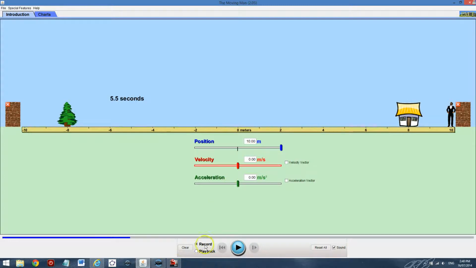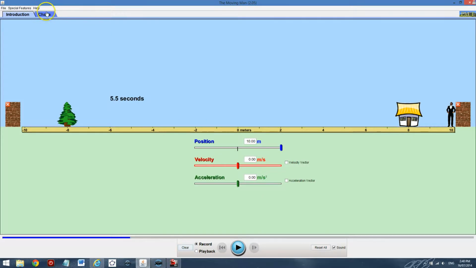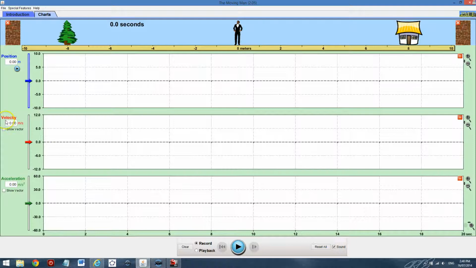However, the most effective way of describing a motion is using graphs. Say if I gave this guy acceleration, and let's have a look at the graph.